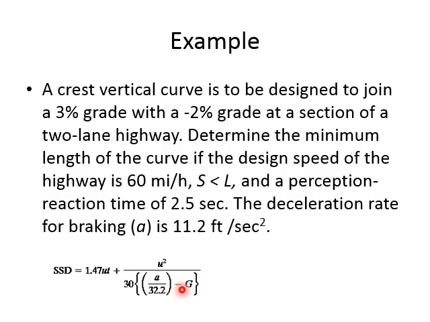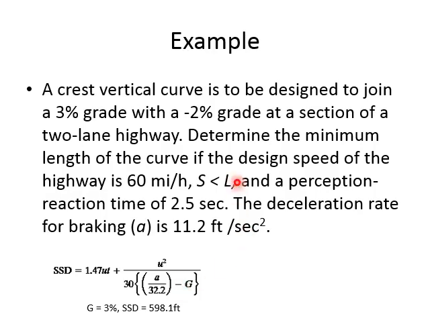So whatever higher gradient you are given, you will put it in the equation and the negative sign will remain as it is. Like I said, I will put G as 3% and you will get a stopping sight distance of 598 feet.